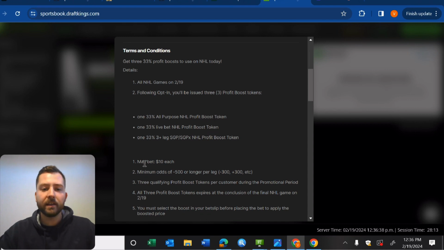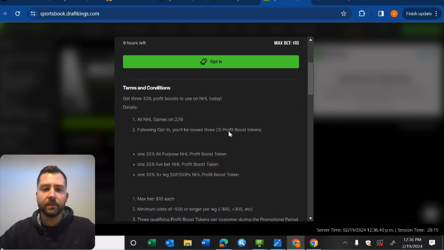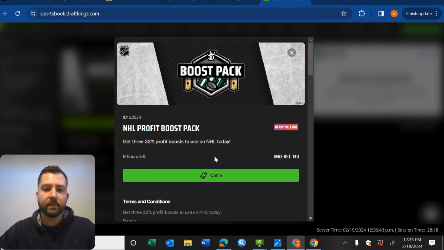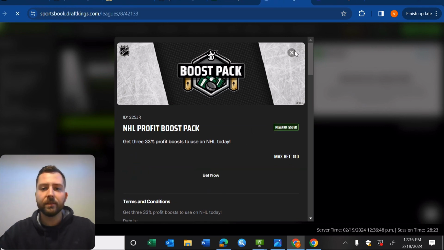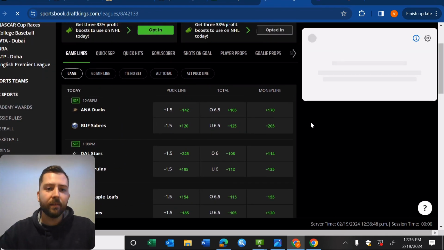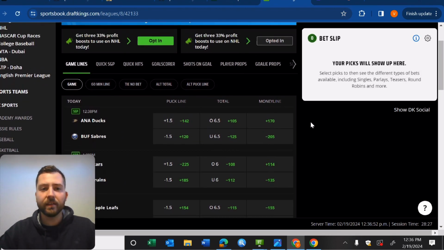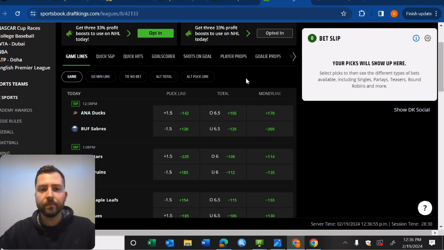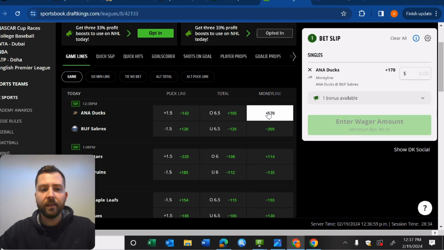Now, for me, my max bet is $10. So let's go find a bet to place. First, we have to opt into this. You have to make sure you do that. Otherwise, you will not get the reward. So unfortunately, none of these games are live right now, so I can't use the live odds boost, but I will place a money line bet on the Ducks.